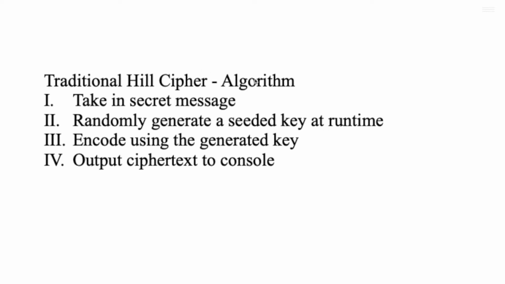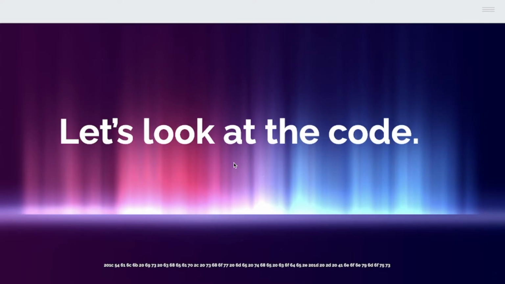So here's the algorithm, okay? We take in the secret message, then we randomly generate a seeded key at runtime. Then 3, we encode using the generated key. And 4, we output the ciphertext to console. So now let's look at the code.